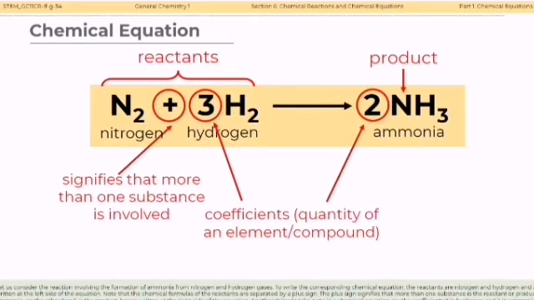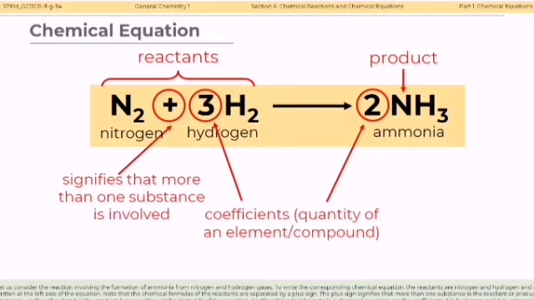Let us consider the reaction involving the formation of ammonia from nitrogen and hydrogen gas. To write the corresponding chemical equation, the reactants are nitrogen and hydrogen and are written on the left side of the equation. Note that the chemical formulas of the reactants are separated by a plus sign. The plus sign signifies that more than one substance is the reactant or product. Ammonia, on the other hand, is the product, hence written at the right side of the equation.